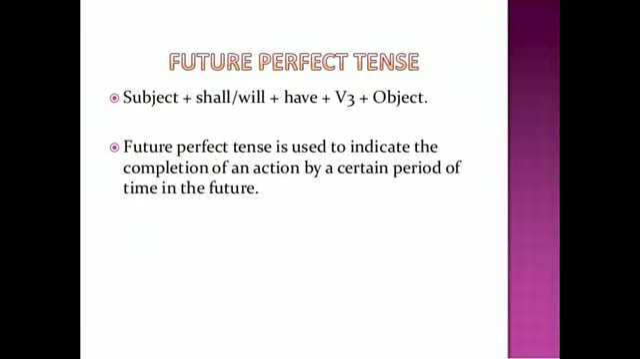Now we will discuss the future perfect tense. So future perfect tense shows an action that will be completed in the future before another action takes place. So the verb expressing the previous action is put into the future perfect tense while the verb expressing the subsequent action is put into the present tense.